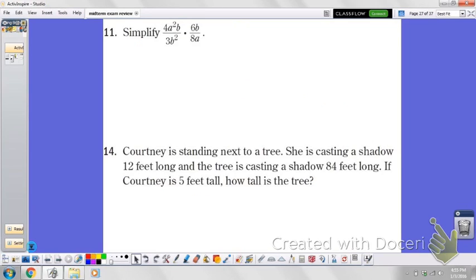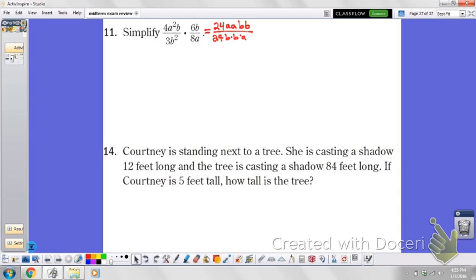For number 11, I need to simplify 4a squared b over 3b squared times 6b over 8a. So I'm multiplying fractions, right across the top and across the bottom. So I have 4 times 6, which is 24. Then I have a squared b times b. I'm going to write that out: a times a, then times b, all over 3 times 8, which is 24. Then I have b squared times a, so I have b times b times a.